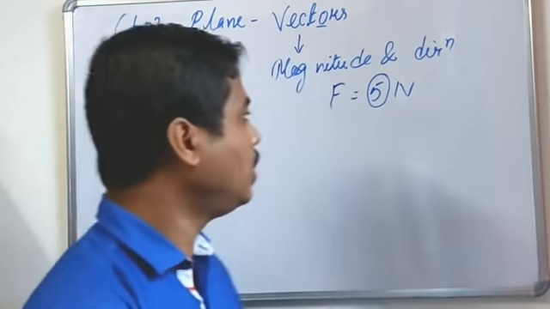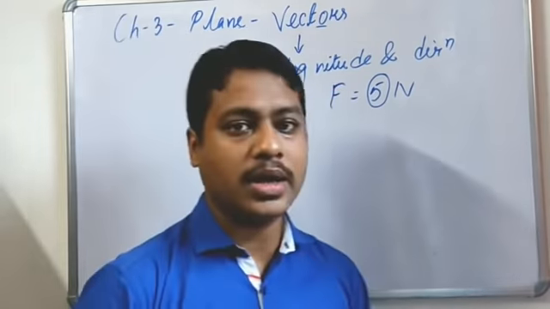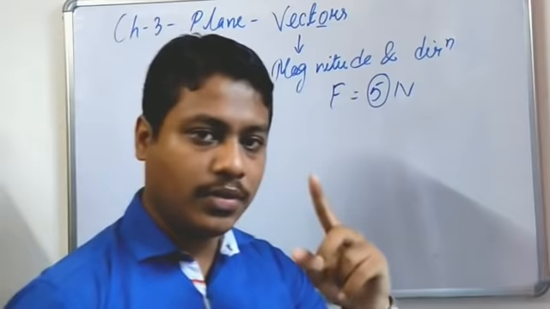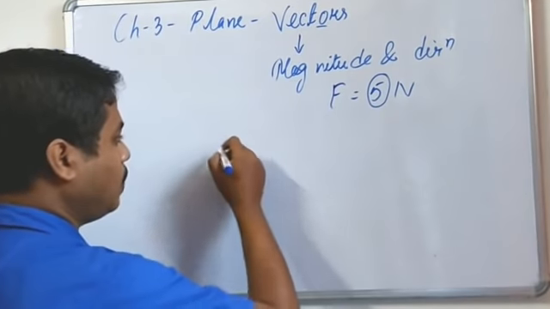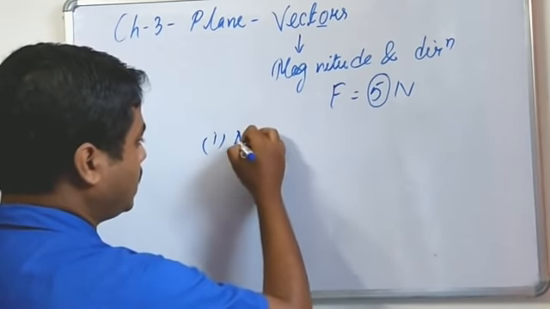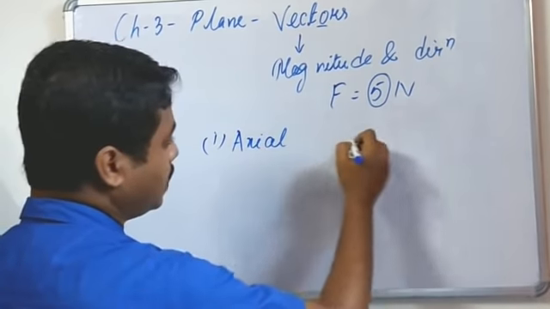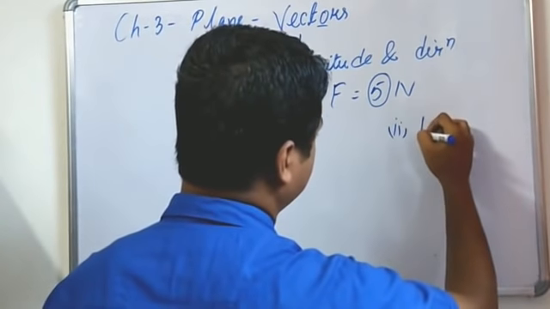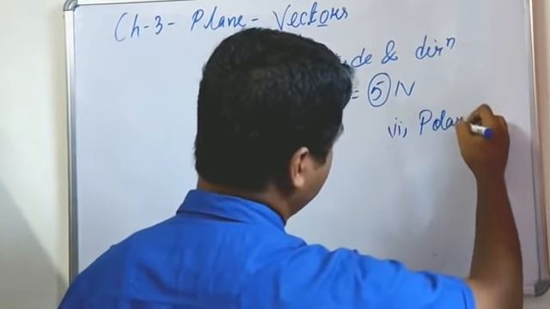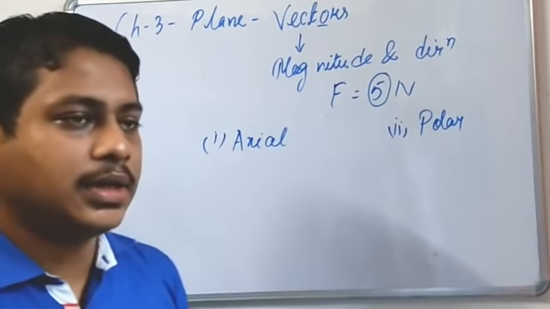Okay, so we need to find out what the different types of vectors are. Vectors can be divided into two parts. One is your axial vector, the other one is your polar vector. First I'll start with the polar vector.